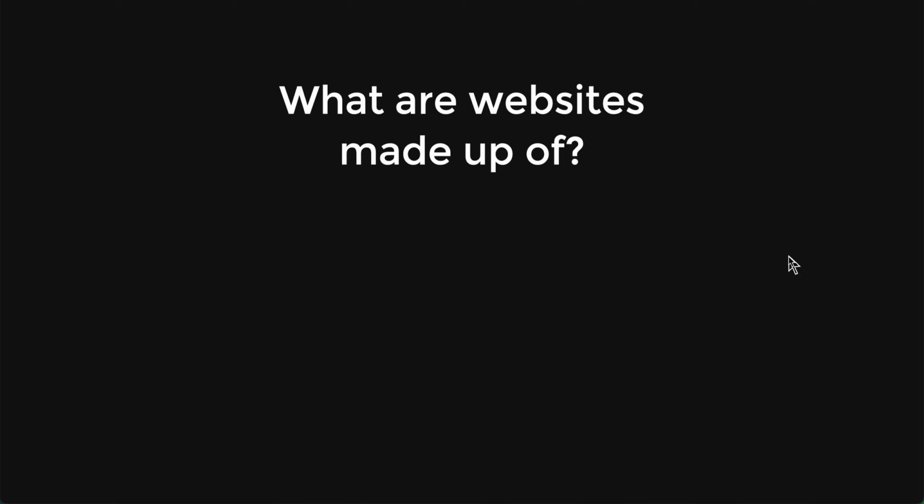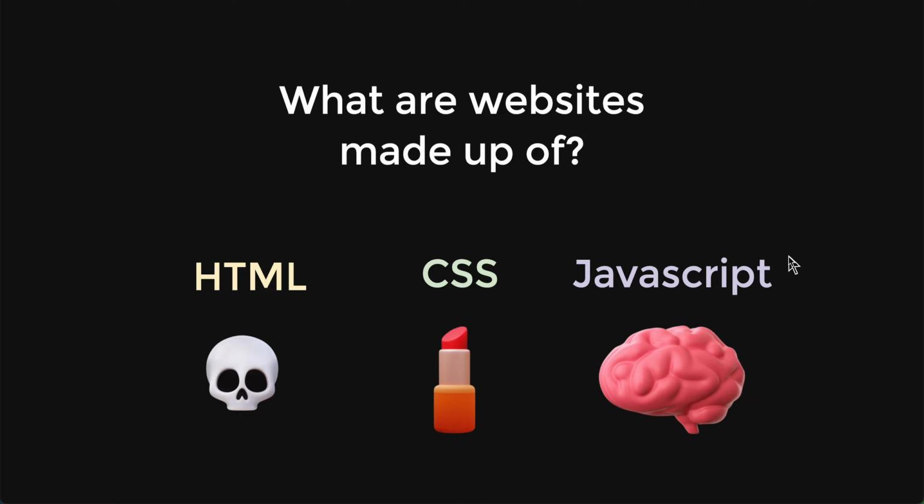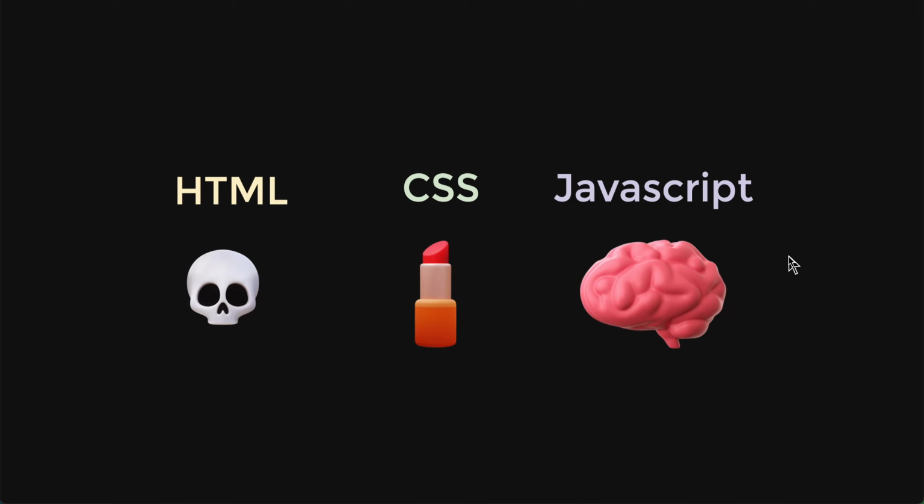And the thing is that there's three things that websites are made up of: HTML, CSS, and JavaScript. So just to summarize HTML, CSS, JavaScript, HTML is the skeleton of the website, CSS is the makeup, and JavaScript is the brain. So let's get started with the first one, which is HTML.